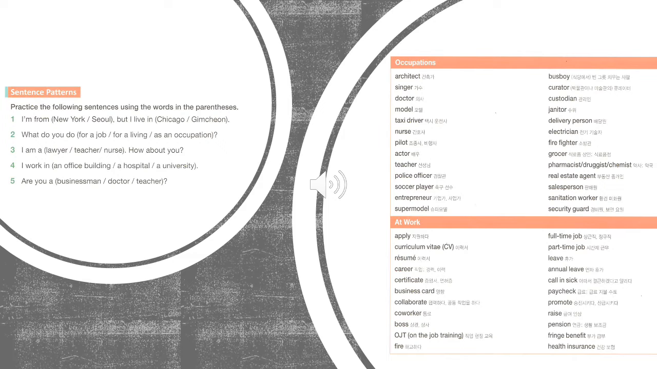I work in, this is to describe where you work. I work in an office building. I work in a hospital. I work in a university.